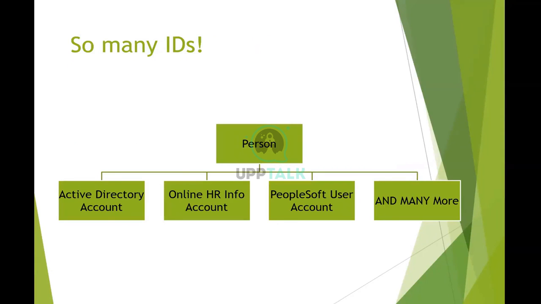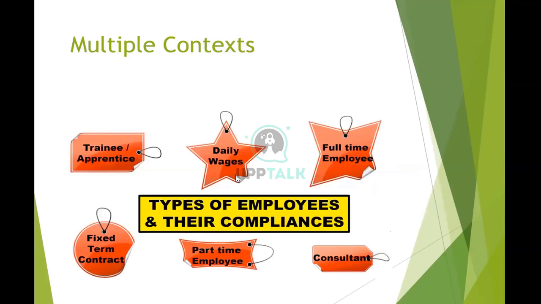Many IDs: a user will have a different account in the organization, and on each account, for example in Active Directory we are using your email, and for the HR Info account we are using your employee ID. These applications and this user are not in sync. This is the big challenge.